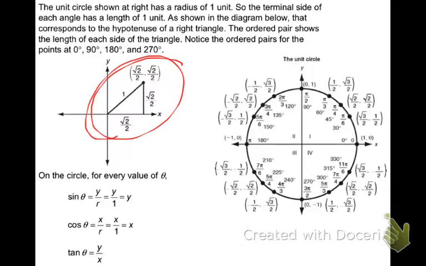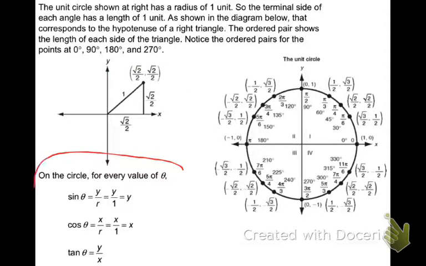x-axis there. Here's what we're going to be focusing on today. We're going to be finding the trig functions for sine, cosine, and tangent of this. And already you're like, how are we going to even do that? It's not that bad. On the circle, for every value of theta. Now, theta, again, is our degree measures here.